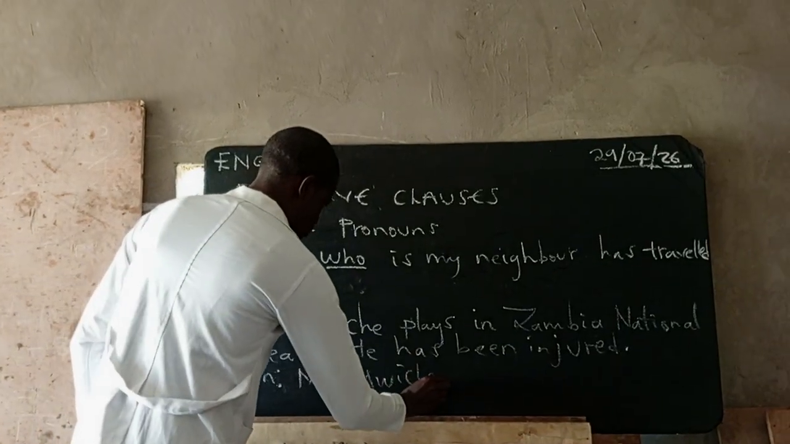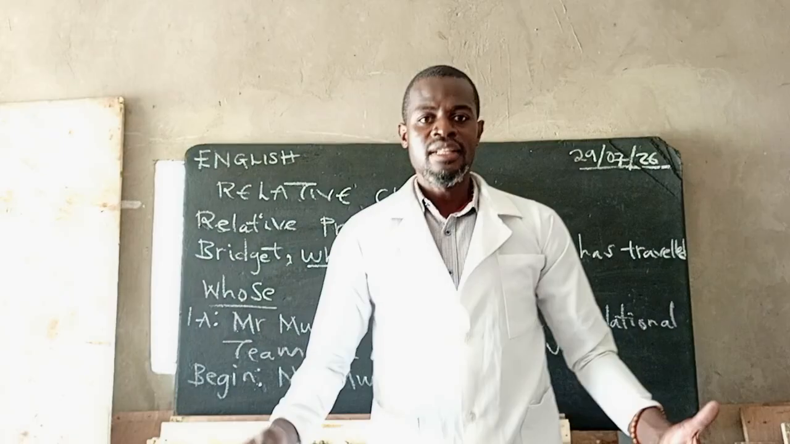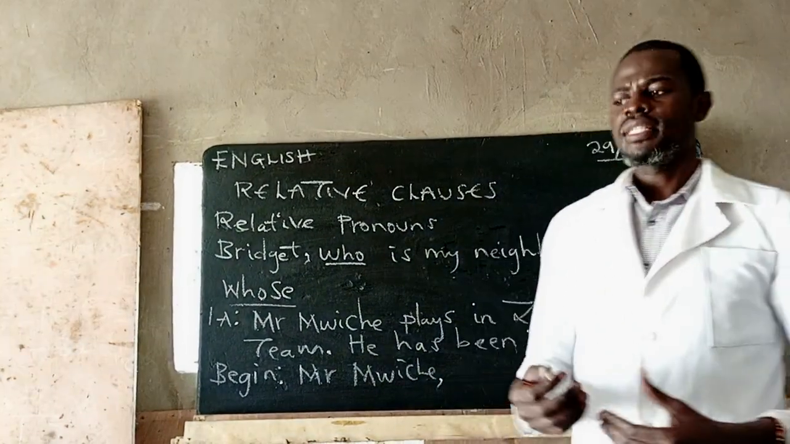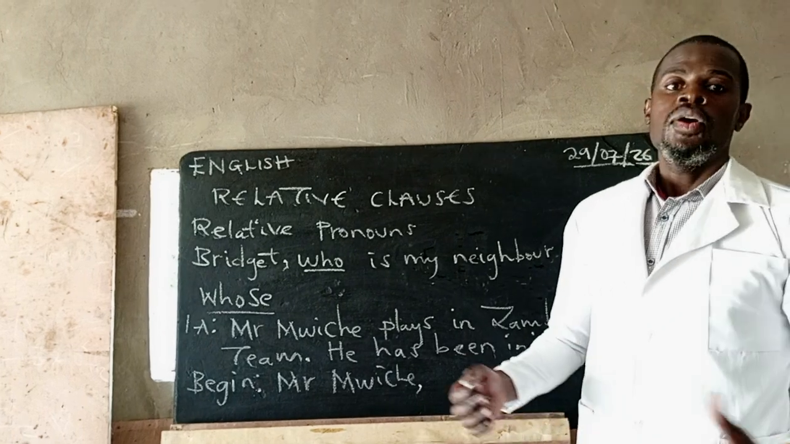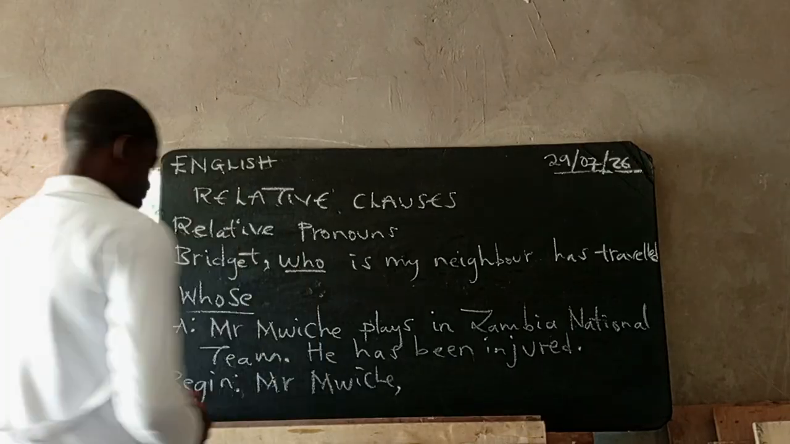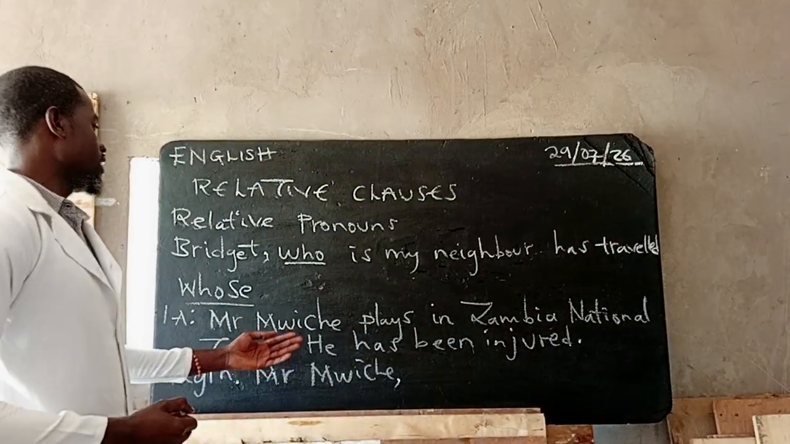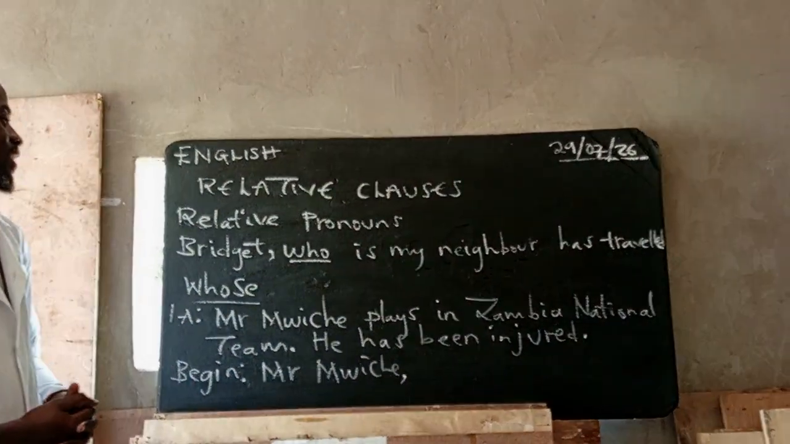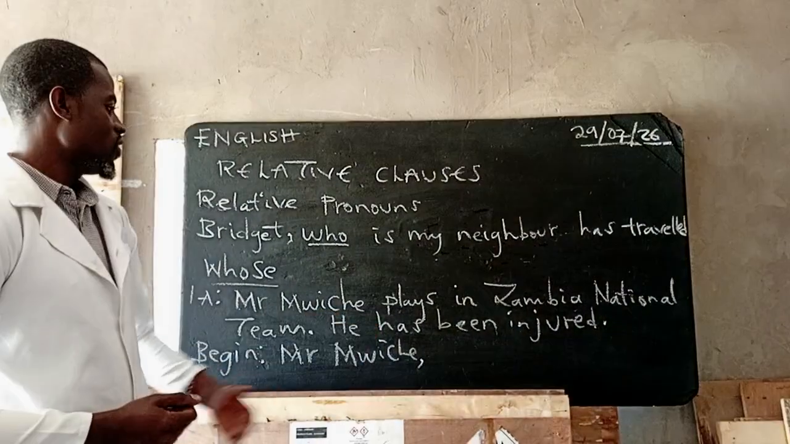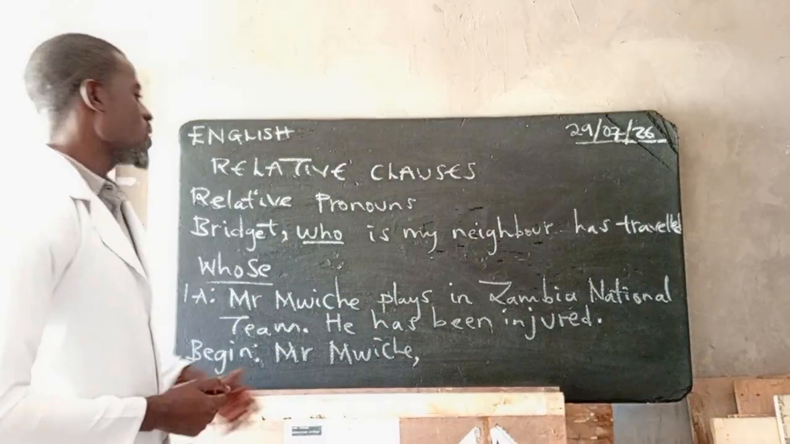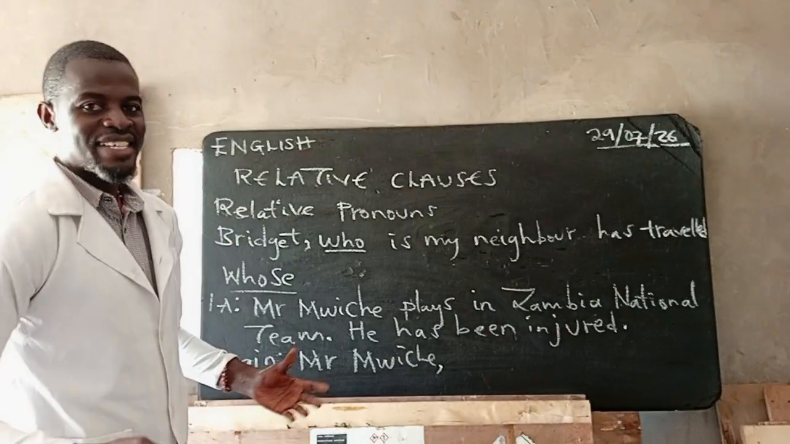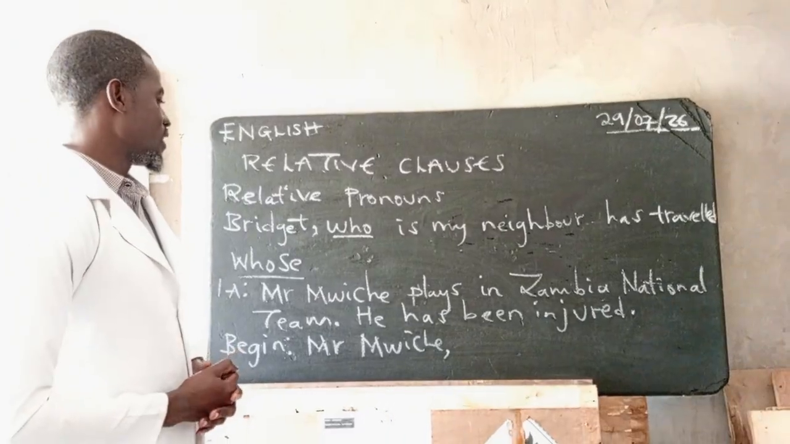Look at this. We have two sentences here, the first idea and the second idea. How can we transform this sentence starting with Mr. Mwiche? We can rewrite it using who, number one. We'll say, Mr. Mwiche, who has been injured, plays in Zambia national team. It's as simple as drinking water.